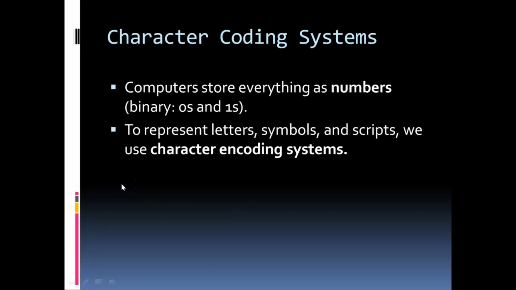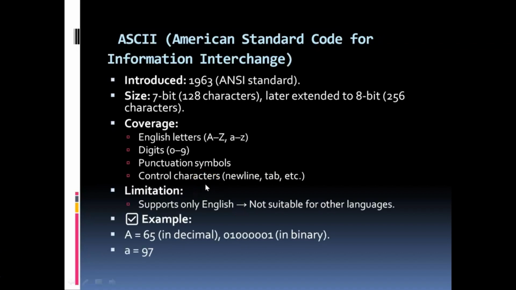Next one is character coding systems. Computers store everything as numbers, usually zeros and ones, and you have to represent numbers, letters, scripts, everything. For that we are using the character encoding system. Let's see what it is. The first coding system you can say is ASCII.